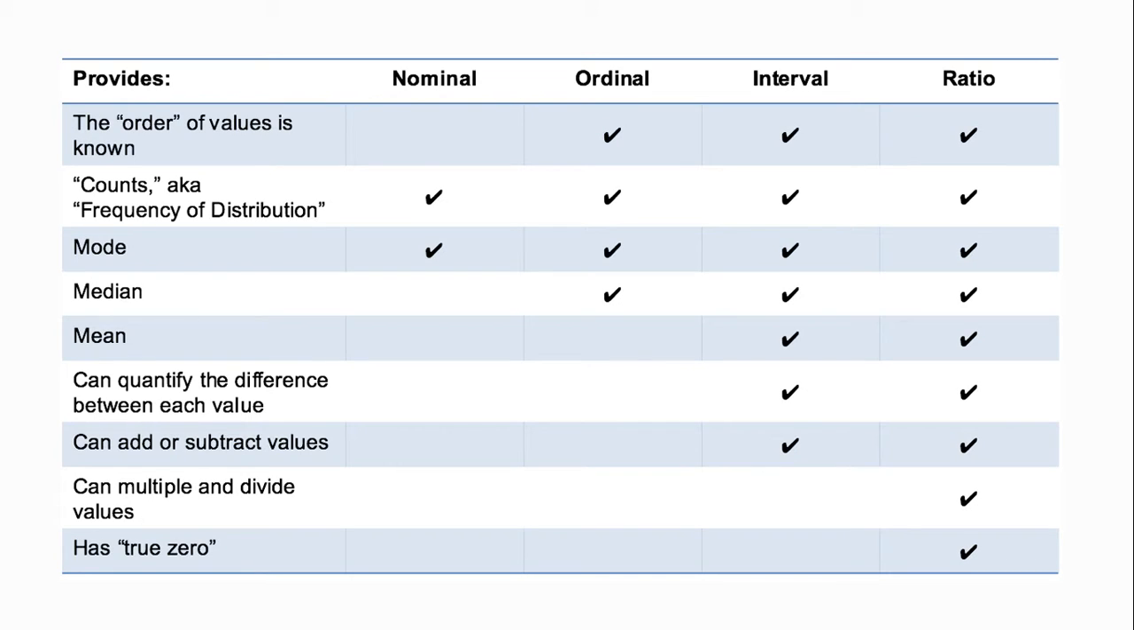Another way to look at data is whether the order of values is known. So it can be ordinal, interval, or ratio. Counts, or the frequency distribution, you can use, and so on. You can go through it. You can pause the video and look a little bit further at this slide to help you understand it a little bit better.